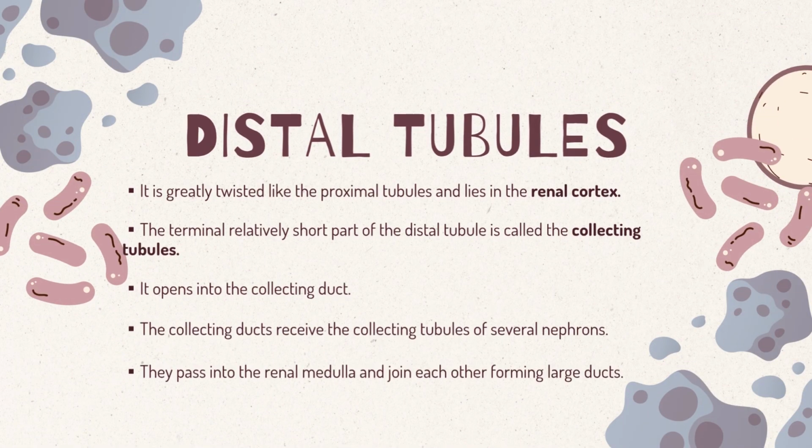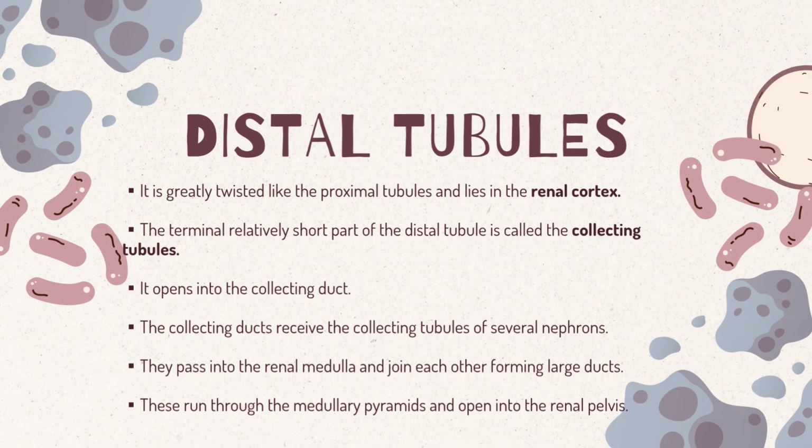Distal tubules. It is greatly twisted like the proximal tubules and lies in the renal cortex. The terminal relatively short part of the distal tubule is called the collecting tubules. It opens into the collecting duct. The collecting ducts receive the collecting tubules of several nephrons. They pass into the renal medulla and join each other forming large ducts. These run through the medullary pyramids and open into the renal pelvis.